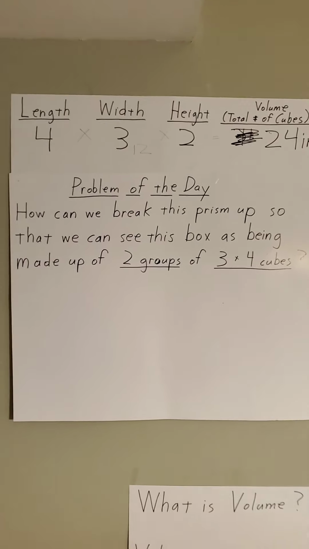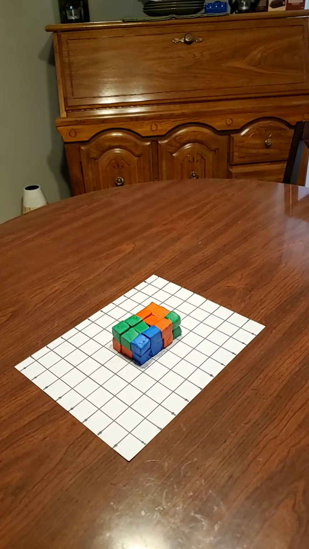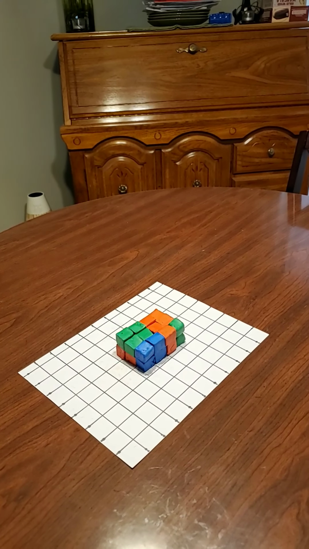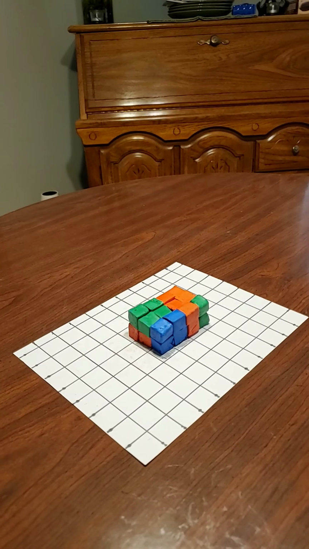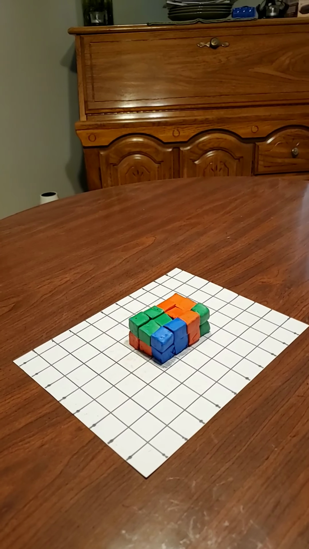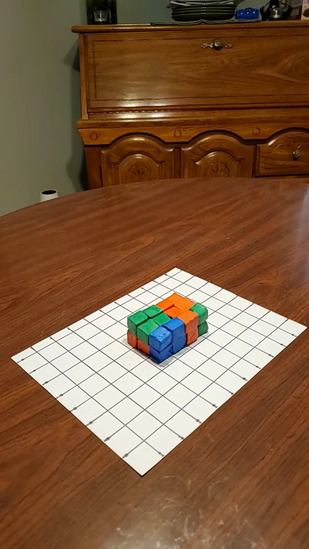So let's look at this again. Think about the question. It says, how can we break up this prism so that we can see this box as being made up of two groups of 3 times 4 cubes? Everybody take a good look. Think about that question. Think about what it means and think about what it's asking you to do.